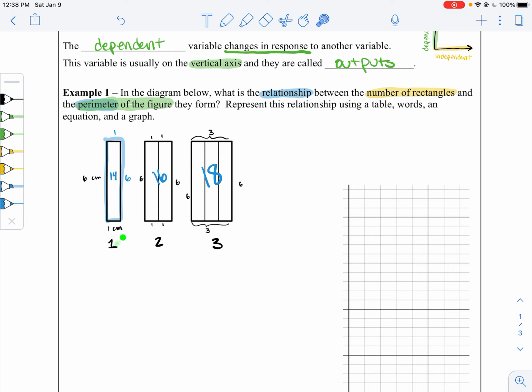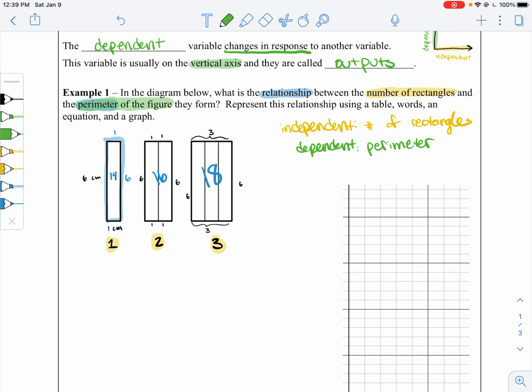So as the number of rectangles increases, you'll see the perimeter also increases. But also, the perimeter depends on the number of rectangles you have. So our 2 variables are going to be our independent variable, which is the number of rectangles, because we can change that as we want to. But the perimeter of the figure will depend on the number of rectangles we have. So our dependent variable is the perimeter. Okay. So there's our first step.